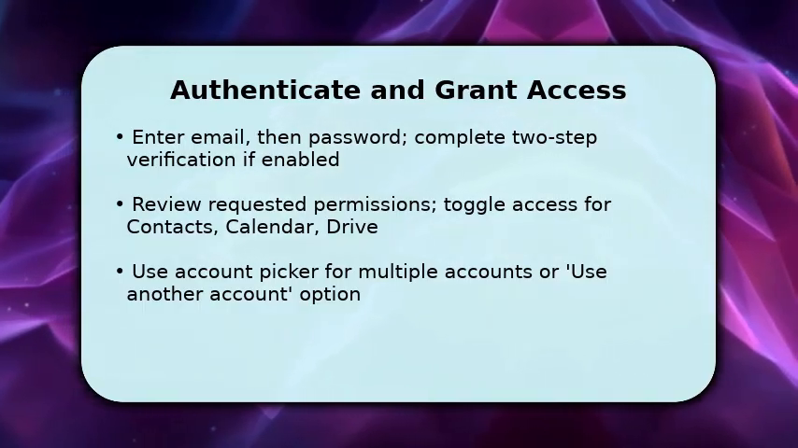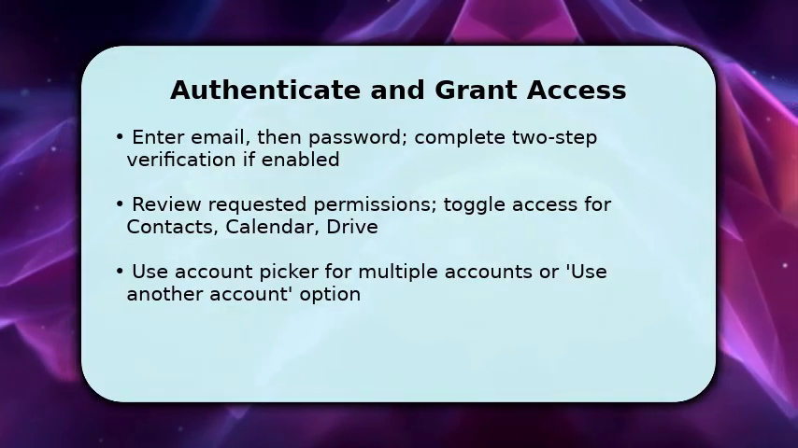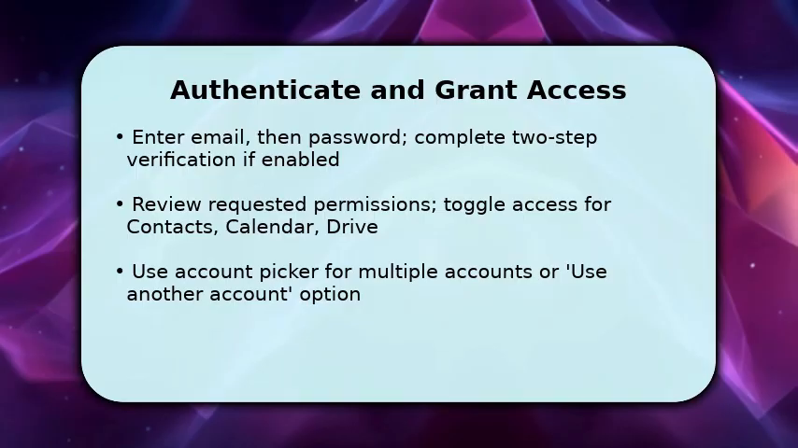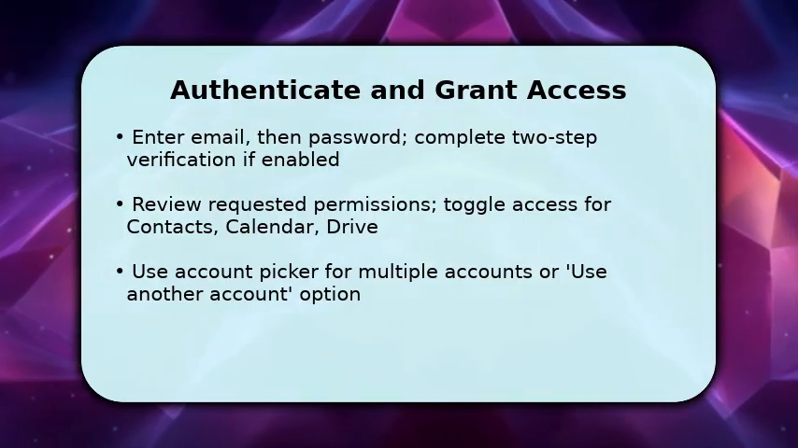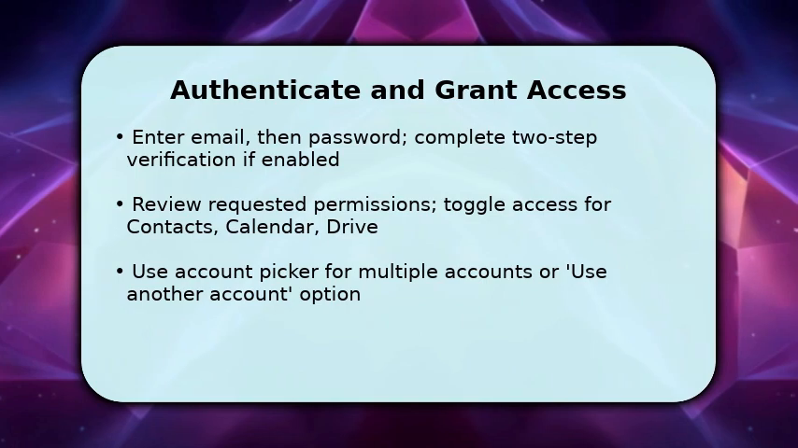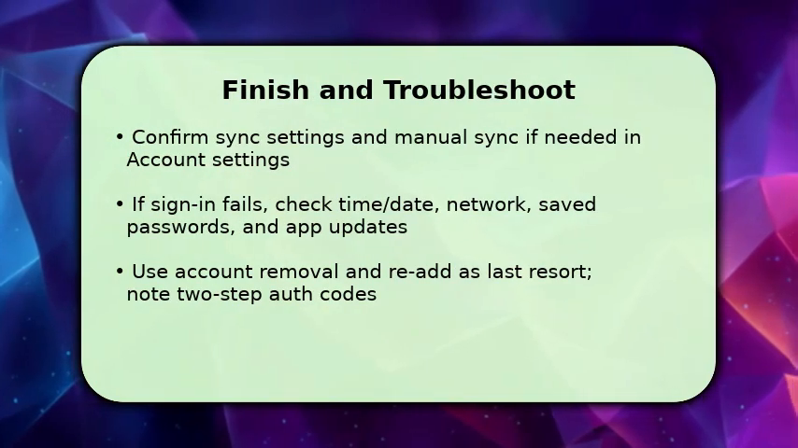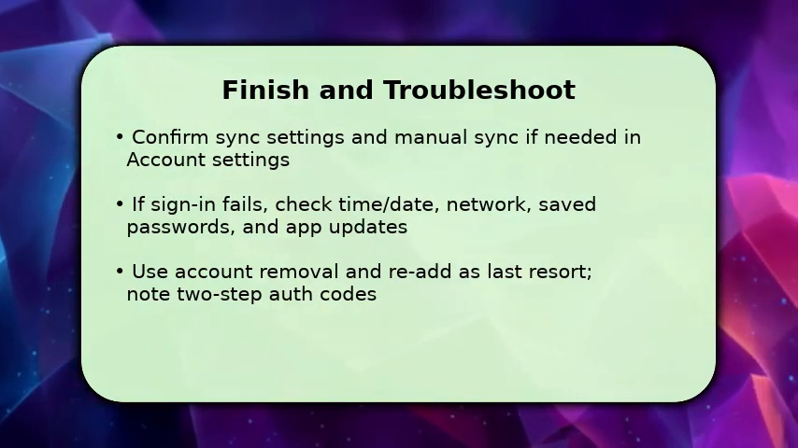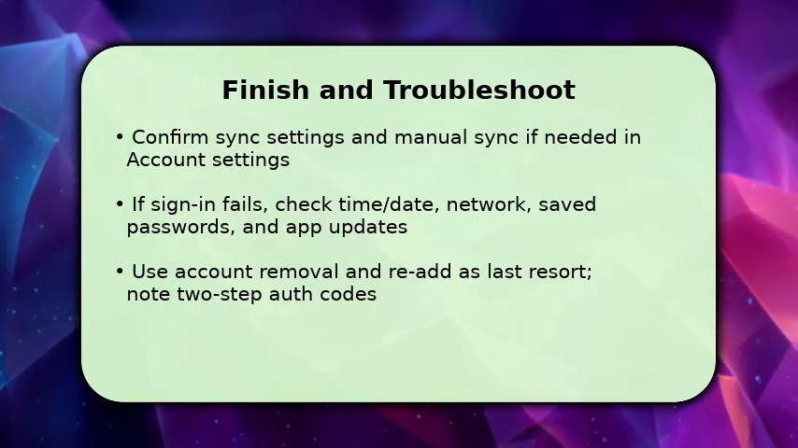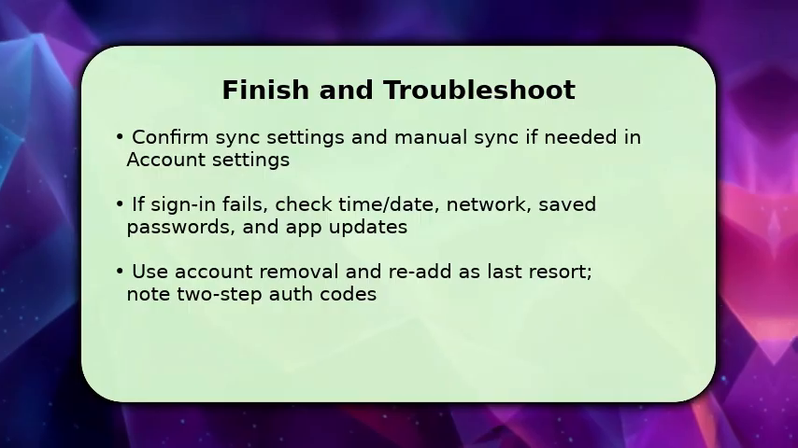If you manage multiple Google accounts, use the account picker or choose use another account to add a different profile. Wait for confirmation that sync started. To finish, open account settings and confirm sync toggles for mail, contacts, calendar, and drive. Trigger a manual sync to verify data flows.